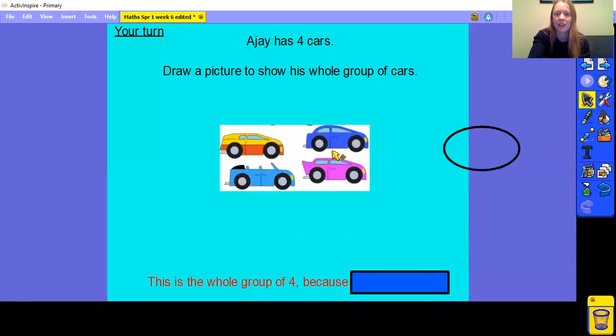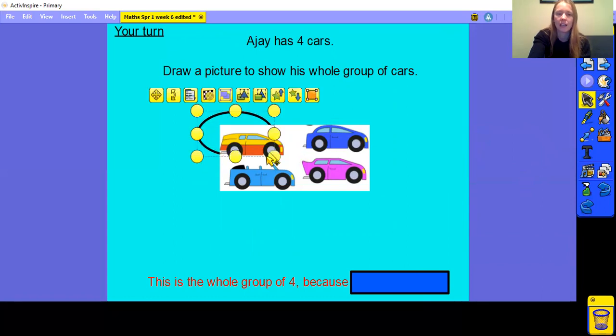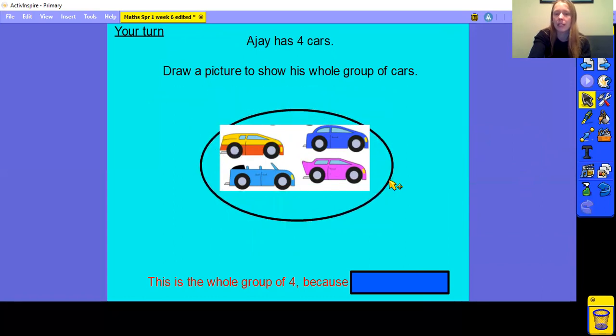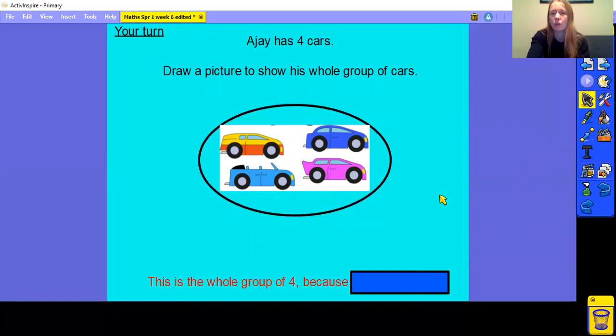So, here's our whole group. Let's count how many cars we needed to make AJ's whole group. 1, 2, 3, 4. So AJ has 4 cars, so we needed to draw 4 cars to make the whole group. How do we know that we've got the whole group? If you didn't have time to do this, use the red sentence at the bottom to tell your grown-up how you know that this is the whole group. Pause the video while you do that.